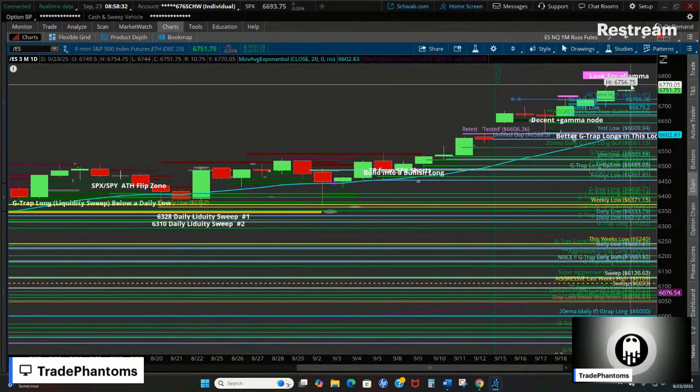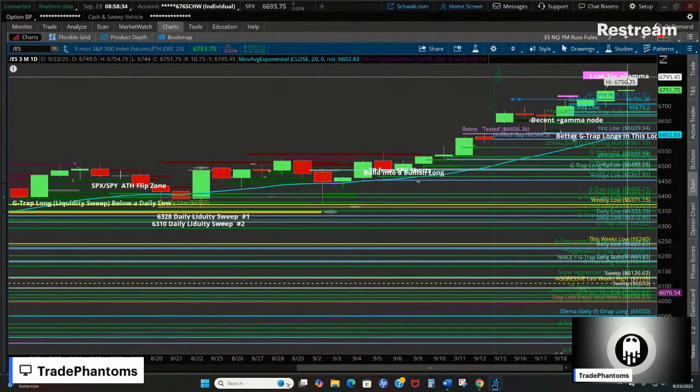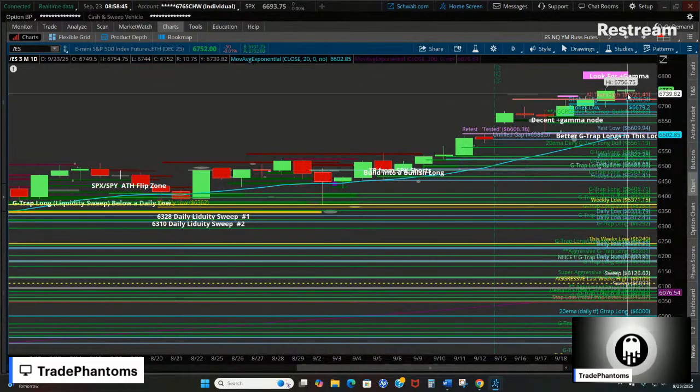So use that SPX 6740 handle and reference the S&P futures to give you some insight on where this market might put on a potential lid, if you will, or a glass ceiling slightly above. Now of course we're going to look below. We're going to look below and look for some demand zones as well.